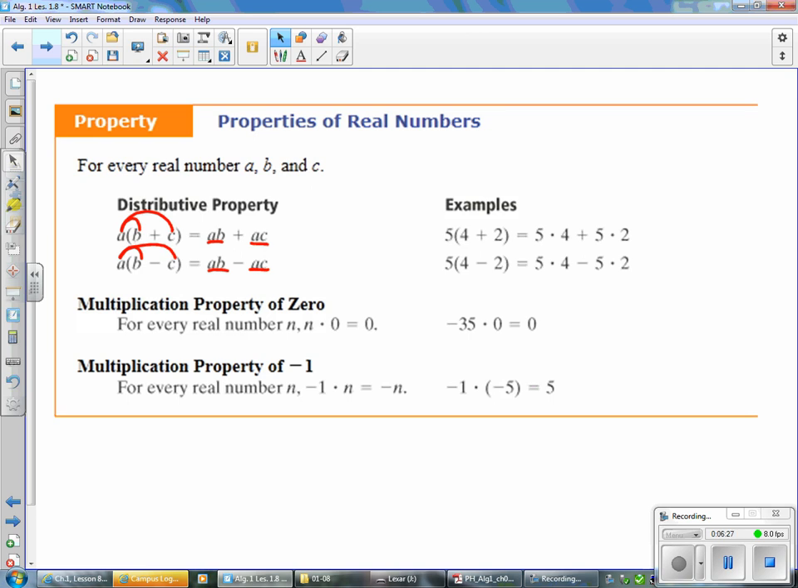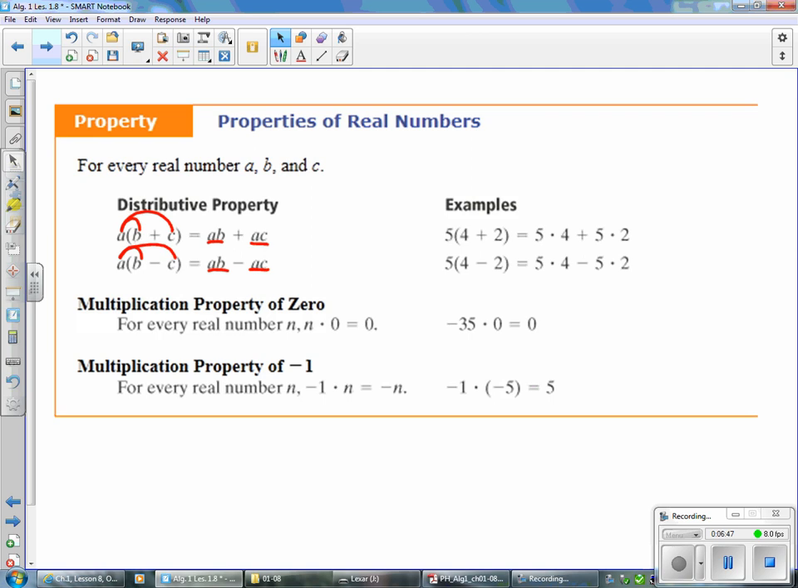Multiplication property of 0. For every real number, you can times it by 0. It will equal 0. Anything times 0 is 0. So the name of that property is the multiplication property of 0. So negative 35, doesn't matter if it's negative or positive, times it by 0, it will equal 0 every time.